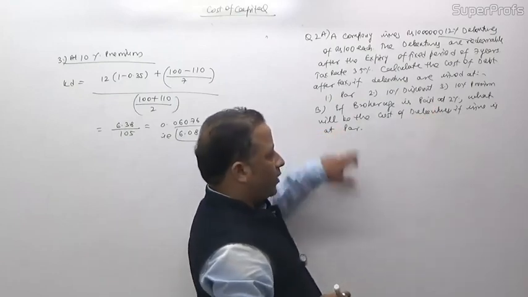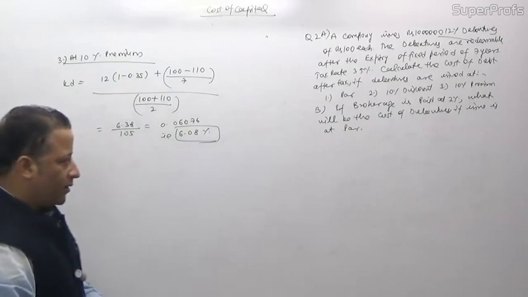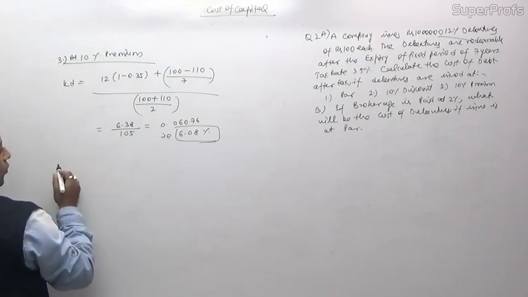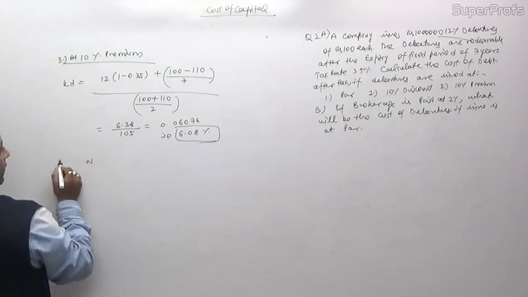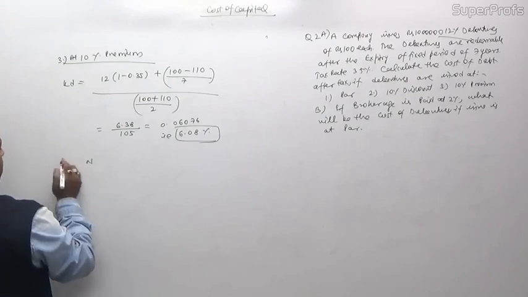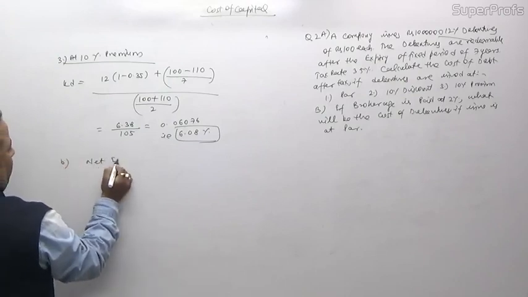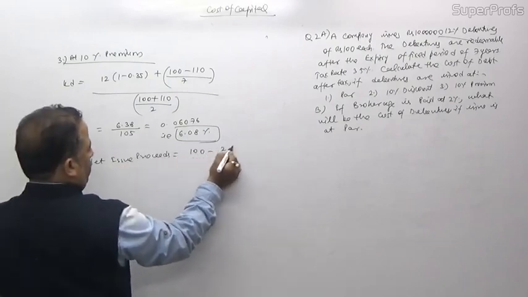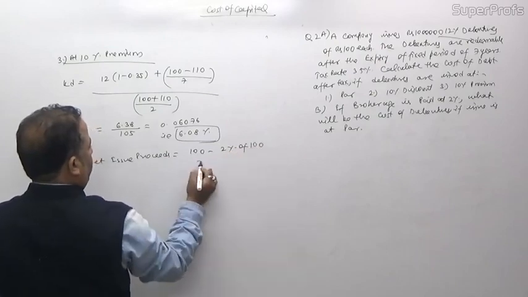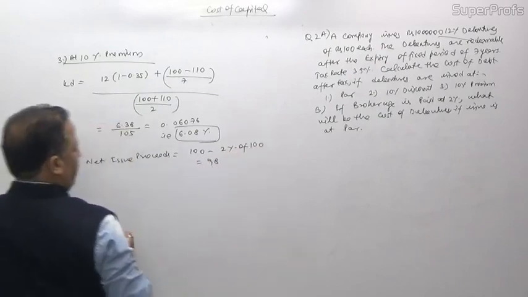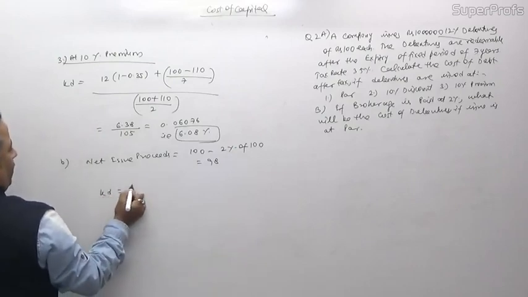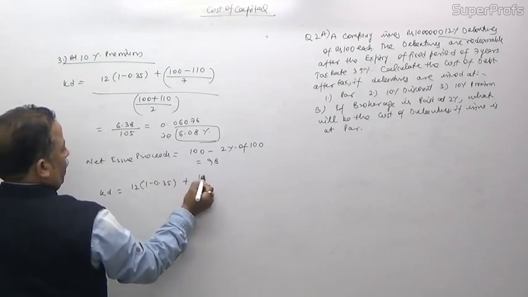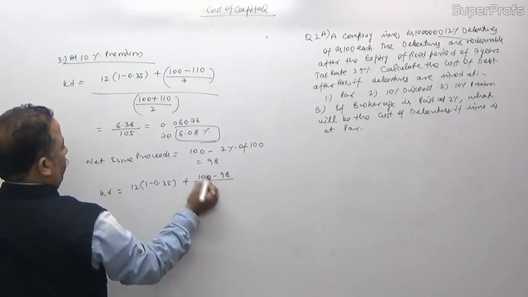2%, what will be the cost of debenture if issue is at par? So, in this case, in the B part of the question, the net issue proceeds: the face value is 100, 2% is brokerage, 2% of 100. The final balance is 98. KD equals 12. Redemption value is 100. Net issue proceed 98 divided by 7.